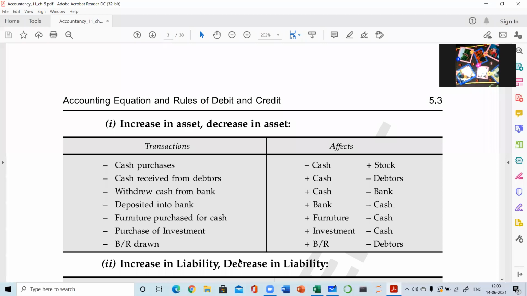BR drawn: when debtors are accepting a document, they are making a promise, they are undertaking that they will be making a payment in future, then a bill is issued to them. That bill is known as bills receivable. So when BR is drawn, means debtors have accepted the bill, then debtors will be decreased and BR, bills receivable, will be increased. So these are the examples of the transactions which will be affecting only one side. One asset will increase and the other asset will decrease, leaving no effect on the accounting equation.